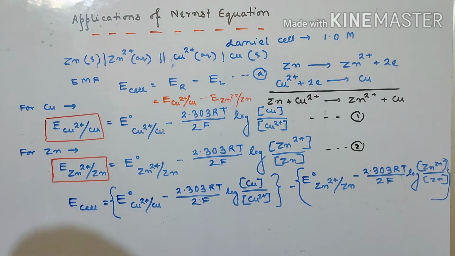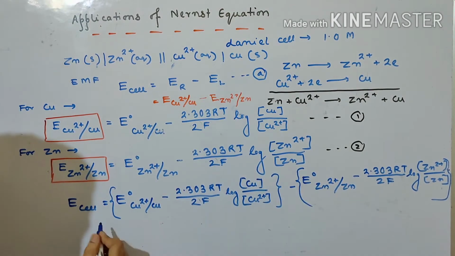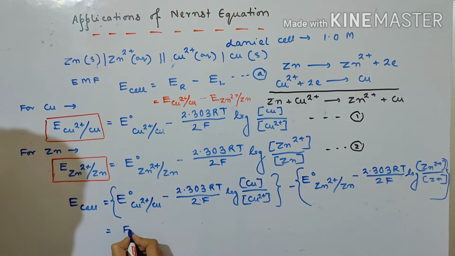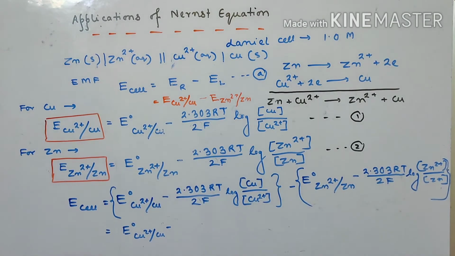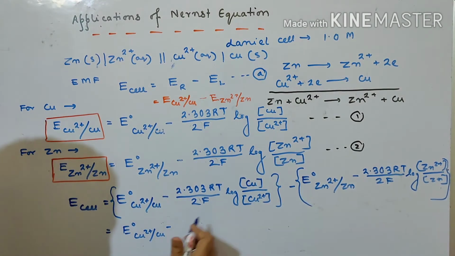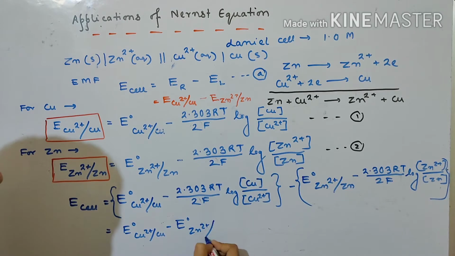Now if we simplify, very quickly, it is this minus that, so we should be able to write E0 of Cu2+/Cu minus E0 of Zn2+/Zn. This we can keep.